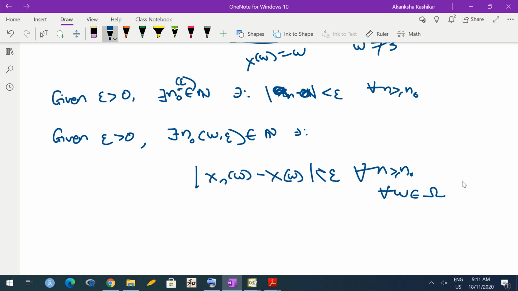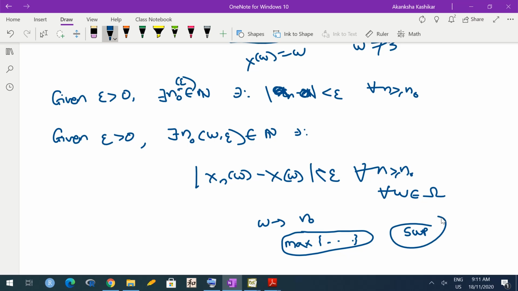If we are in the earlier die example, for every omega you might get one n naught, because for every omega you have one real sequence, and you then take the maximum of the n naughts so that beyond that n naught everything works, means every xn omega minus x omega is less than epsilon. Here it is finitely many, so I could take the maximum. When you have a countable or uncountable collection, it would become a supremum, so it may or may not exist. So even if every sequence converges, you may not have overall pointwise convergence.